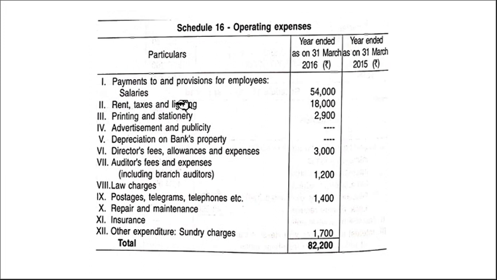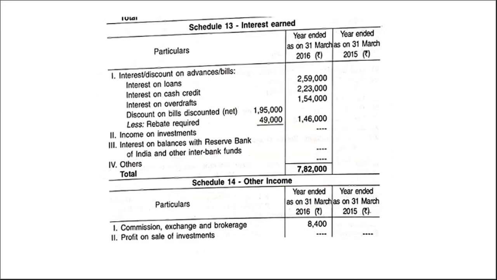Then operating expenses. See, salaries, rent, taxes, lighting, printing, advertising, and depreciation if there is any. Here nothing is given. Directors' fees, auditors' fees, law charges, postage, repairs and maintenance. All these things come here. Whatever expenses are not interest related, everything comes here. Operating expenses, sundry charges. So you have to make the total of it, 82,200. So we got schedules 13, 14, 15, 16, the totals of all the four schedules.